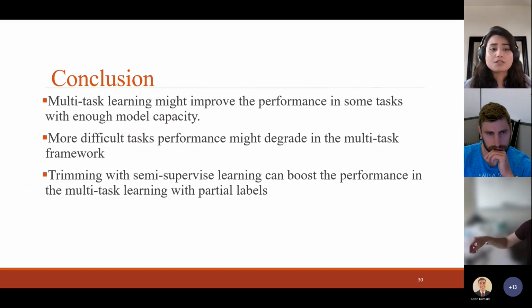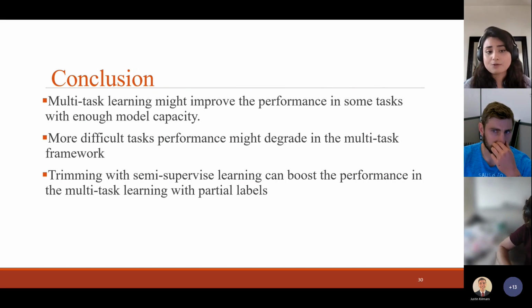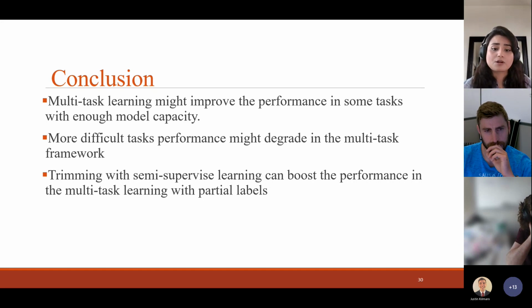So in conclusion, multitask training might improve the performance in some tasks with enough model capacity, but for more difficult tasks, performance might degrade in the multitask framework. And trimming with semi-supervised learning can boost the performance in multitask learning with partial labels.